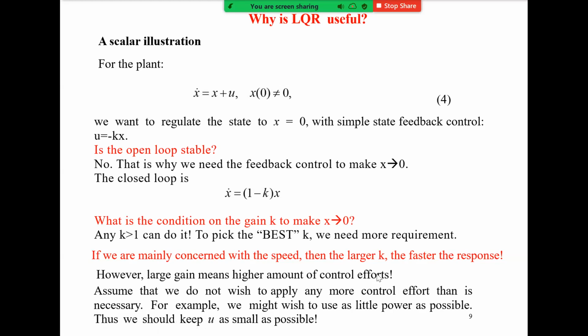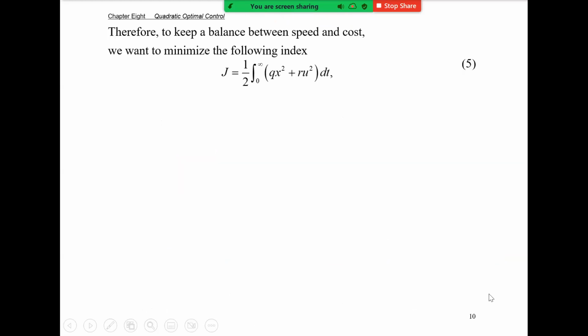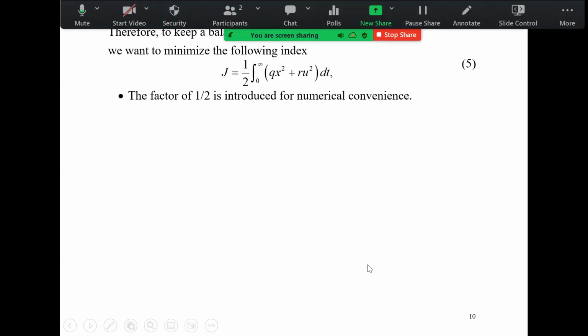But in reality, we want a compromise or trade-off between the speed and the cost. So we want something in the middle, and we want to minimize the following index. That's why we design a cost function. In this way, I put some weight on the state and some weight on the input. That's the meaning of Q and R: the weights for the state and the weights for the input, and then we want to minimize that.